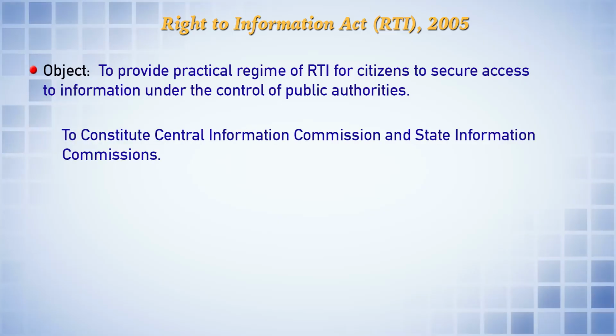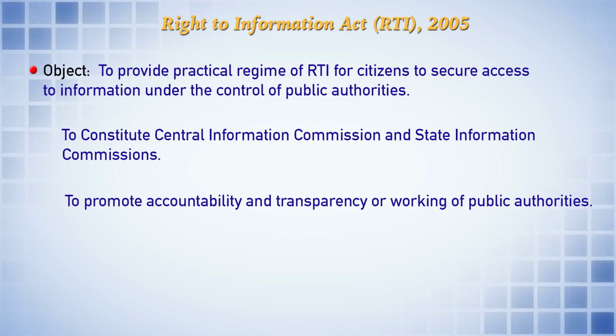Then another object of the Act is to constitute the Central Information Commission and the State Information Commissions. The Central Information Commission is seated in Delhi and is functioning, and each state government has a State Information Commission for disseminating required information to the public within the respective state. Then the third object of the Act is to promote accountability and transparency in the working of the public authorities.